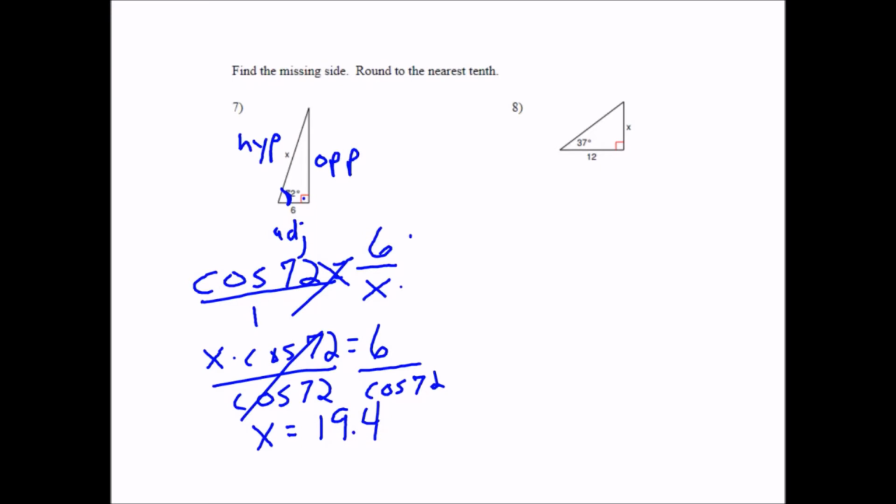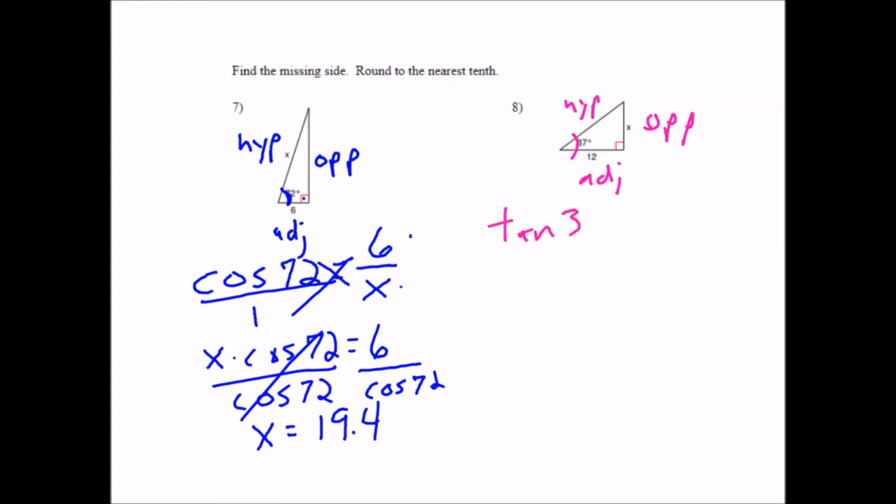All right, in the next one, this is number 8. Here's our reference angle, 37 degrees. Across from the 90-degree angle is the hypotenuse. Notice there's nothing labeled there. Across from the 37 degrees is the opposite, which leaves the adjacent right next to the 37 degrees at 12. So we are given, or it's labeled for us, the opposite and adjacent, OA. The trig ratio that uses O and A is tangent.